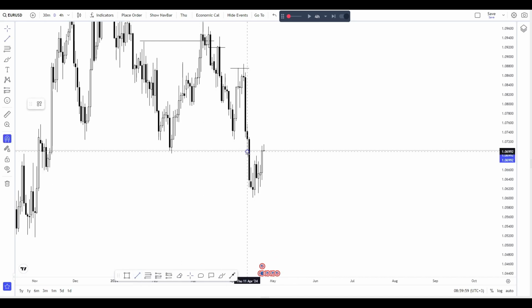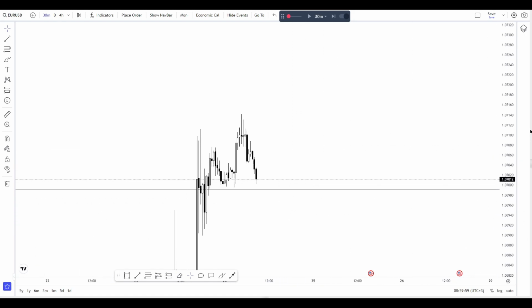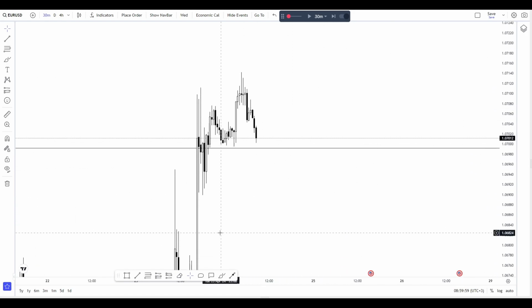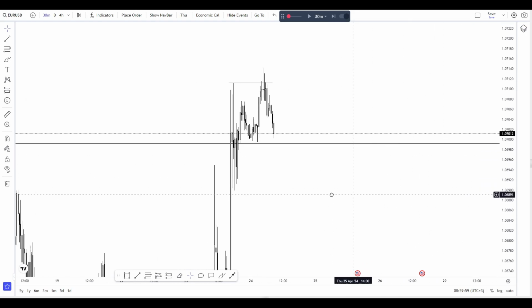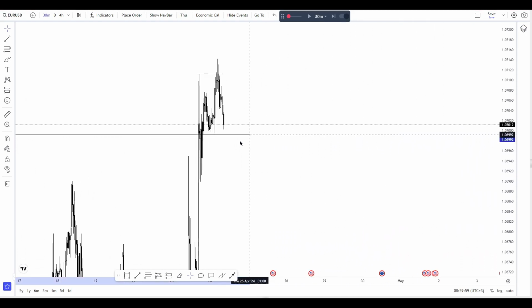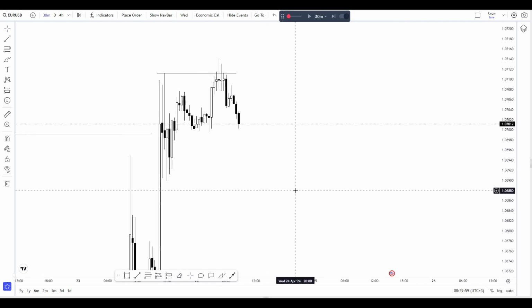And here also I can see that price fulfills that daily fair value gap. So because of that, I assume that today price may go lower. Here we can go to the 30-minute time frame, and on the 30-minute time frame we can see that price works with the previous daily high in the Asian session, and because of that short positions are more preferable for me.